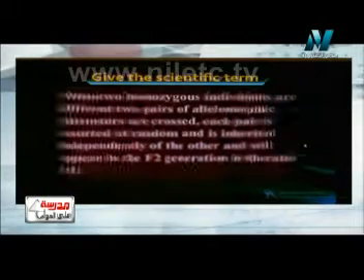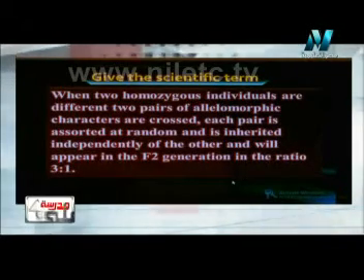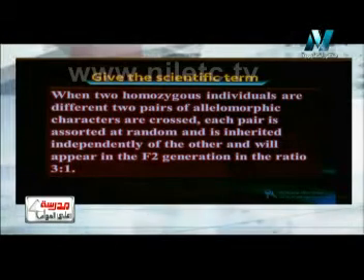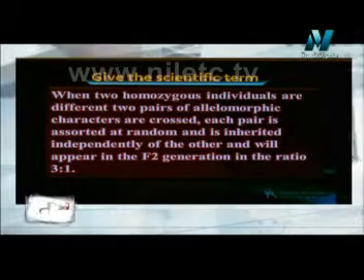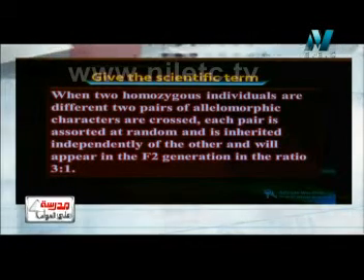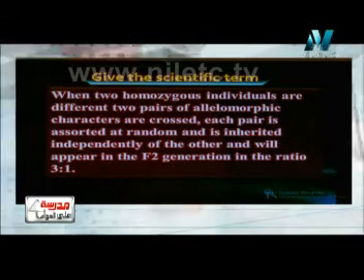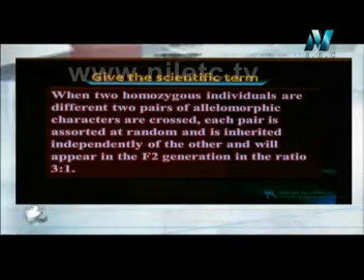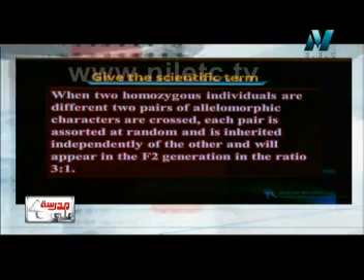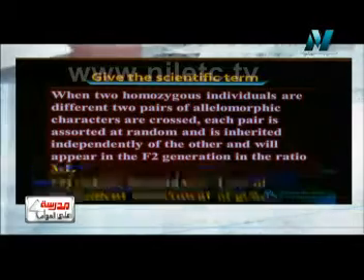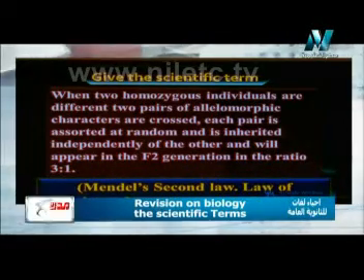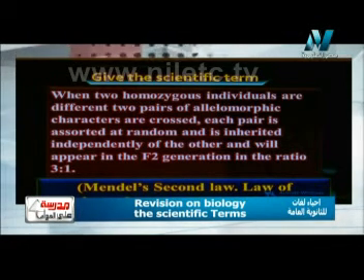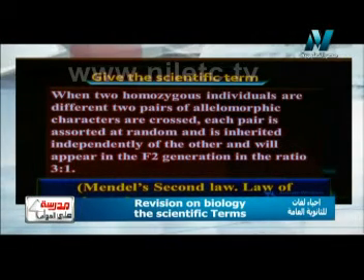The next. When two homozygous individuals that are different in two pairs of allelomorphic characters are crossed, each pair is assorted at random and is inherited independently of the other one, and will appear in the second filial generation in the ratio of 3 to 1. That's Mendel's second law, or the law of independent assortment of genes. The next.